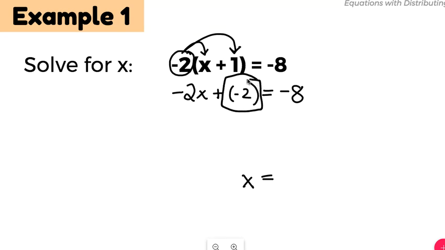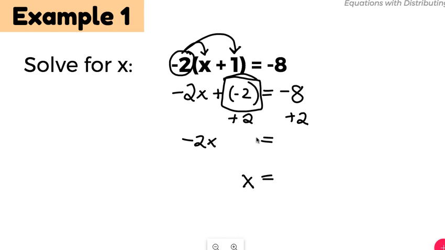So negative 2 is being added to my variable. To undo addition, we're going to use the opposite. We're going to add the opposite to each side. If I can make negative 2 become 0, I get negative 2x plus 0 equals some number. In order to make this negative 2 become 0, I have to add 2 to both sides. If I add 2 to both sides, my 2 and negative 2 cancel, and I get 0.